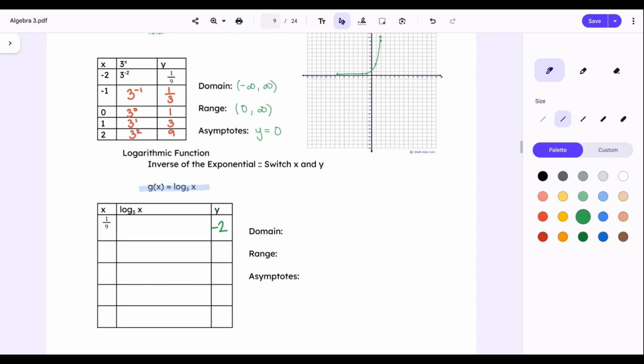Let me change my color so it matches. I'm going to do this one in blue. So this would be -2. That means that if I plugged in log base 3 and I did 1/9 in for my x, I would get -2. Okay, and so I would keep doing that for the whole table. The next x value I would do would be 1/3. And so if I plugged in log base 3 of 1/3, that would equal -1. And then if I did a 1, it would be log base 3 of 1, which would equal 0. Okay, and so I'm just going to keep using that to fill in the rest of my table here.